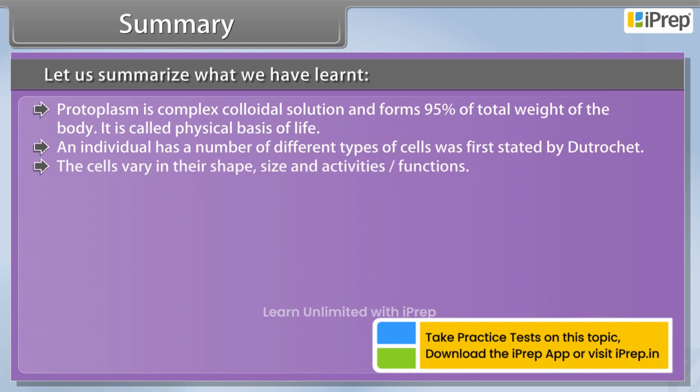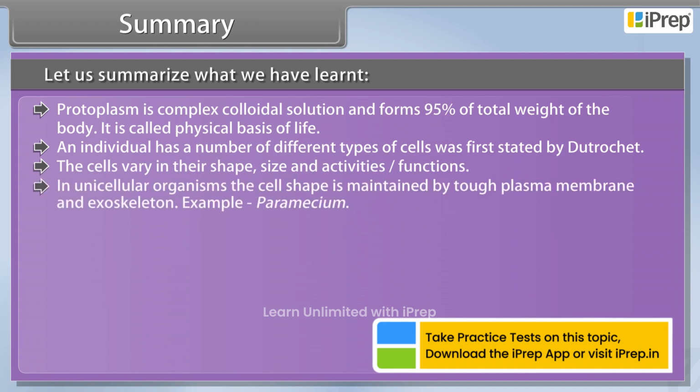The cells vary in their shape, size, and activities or functions. In unicellular organisms, the cell shape is maintained by tough plasma membrane and exoskeleton. Example, paramecium. Fixed shape of the cell occurs in most plants and animals.